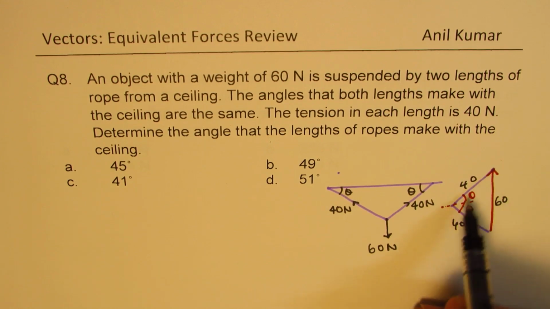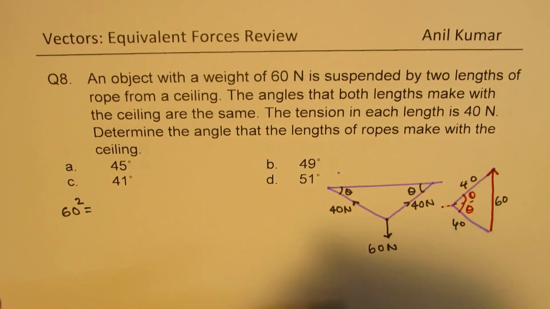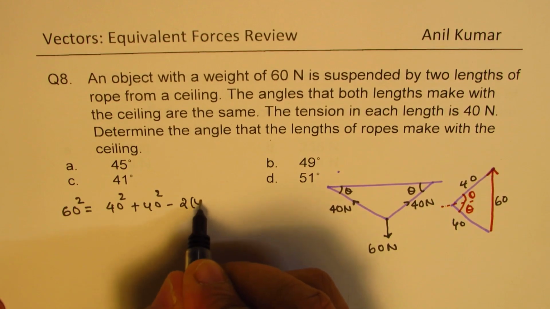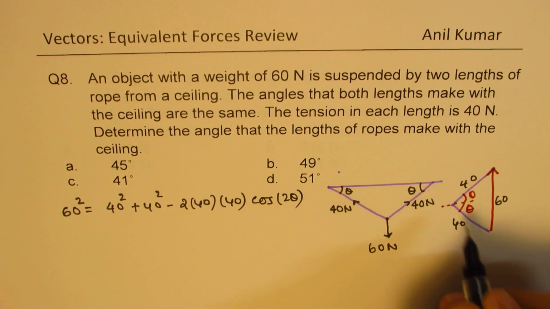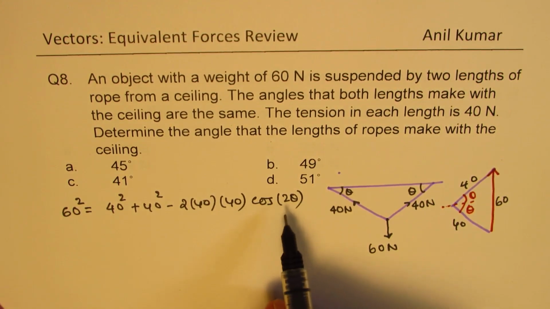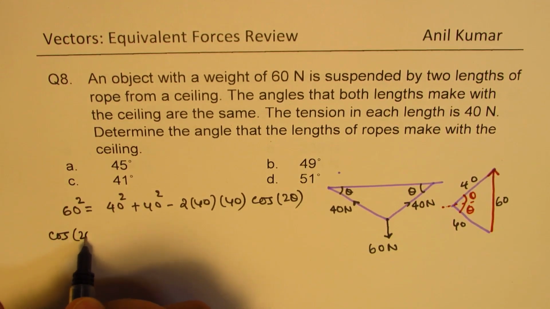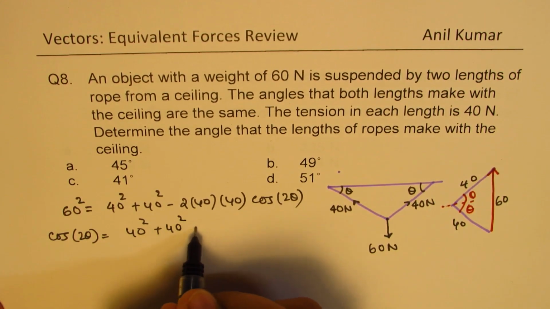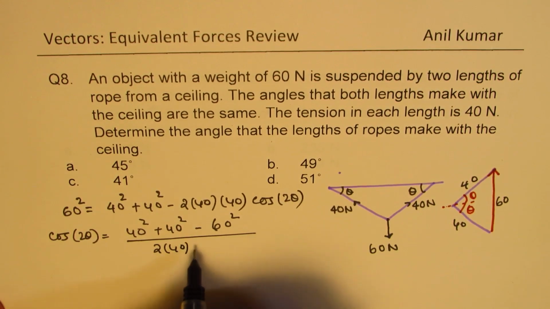So from here, you can see that the 60 square, which is the resultant, is equal to 40 square plus 40 square minus 2 times 40 times 40 times cosine of 2 theta, right? Now directly also you could write the cos theta formula, but we'll rearrange. So we have cos 2 theta equals 40 square plus 40 square minus 60 square divided by 2 times 40 times 40.